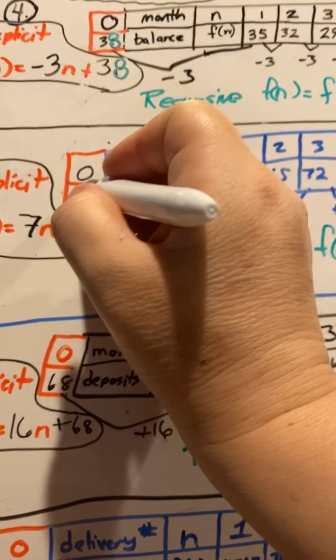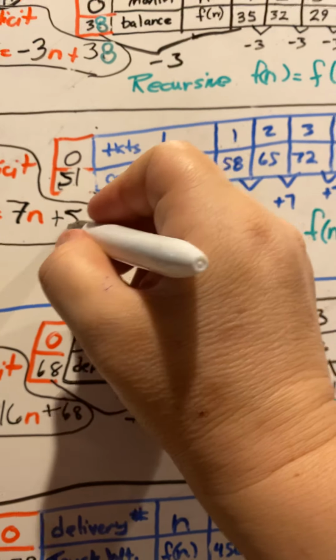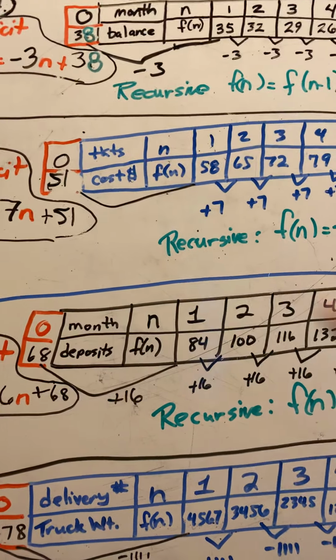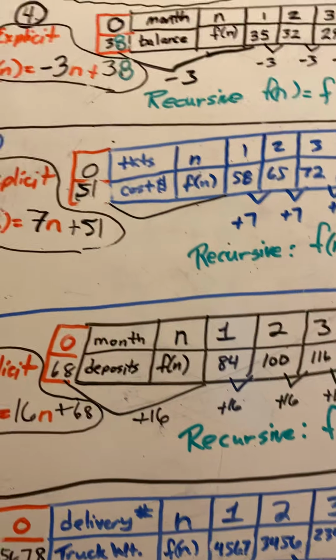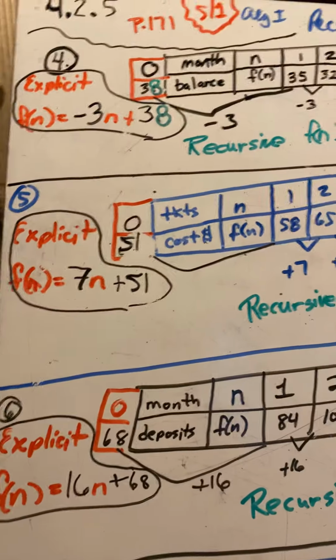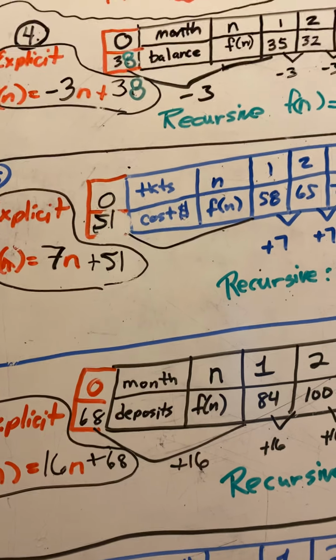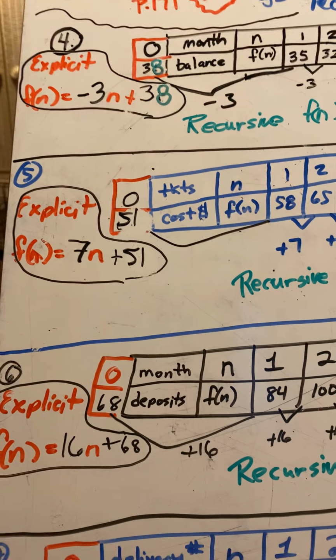Subtracting 7 would give me 51. Definitely long day. Okay, so then we have 51 plus 7 is 58. And so I get f of n equals 7n, which is my slope, plus 51, which is my y-intercept.